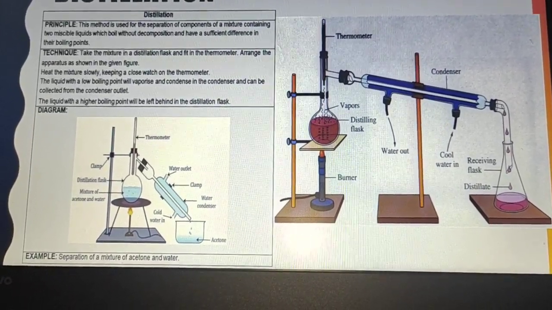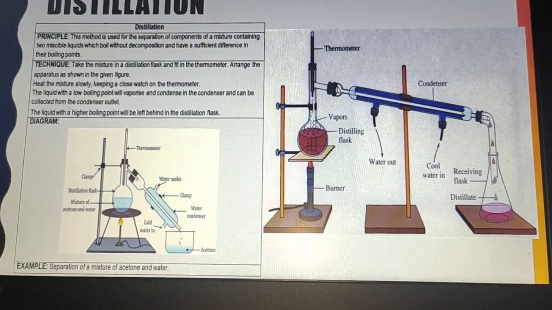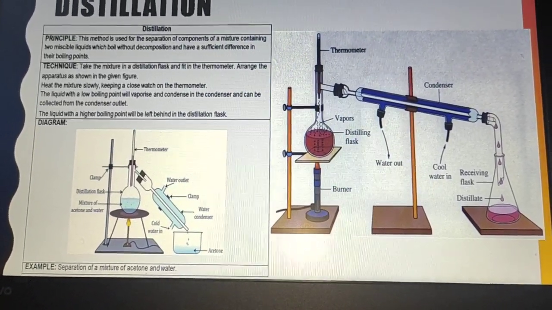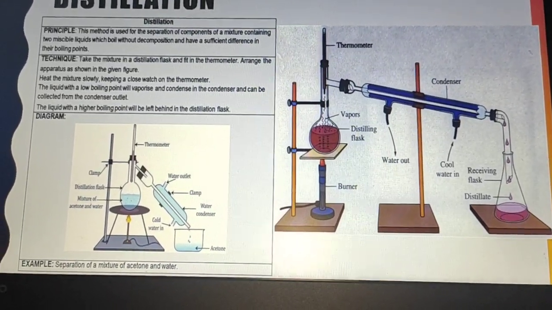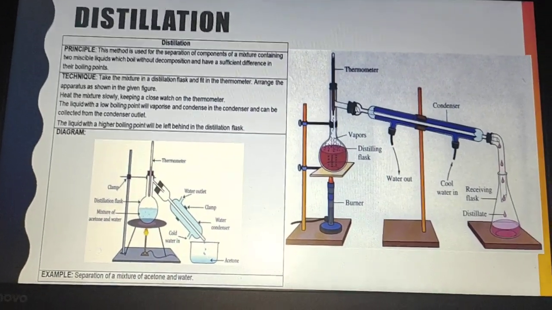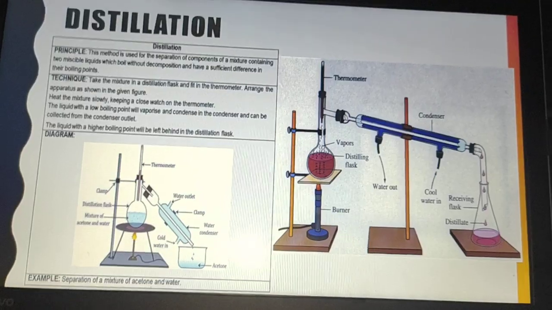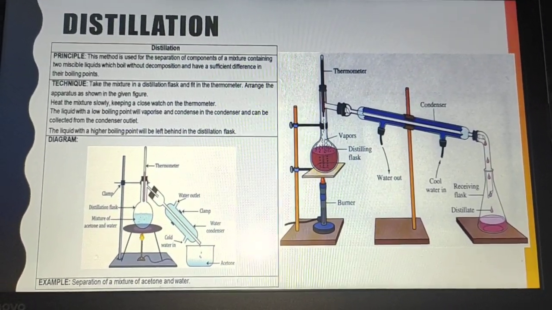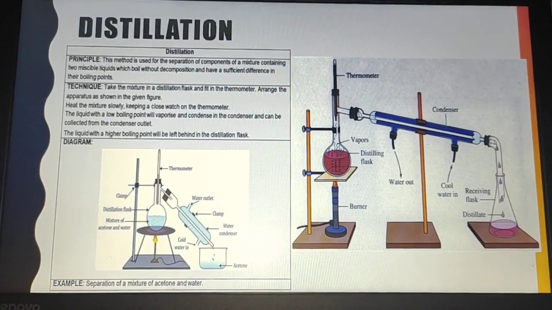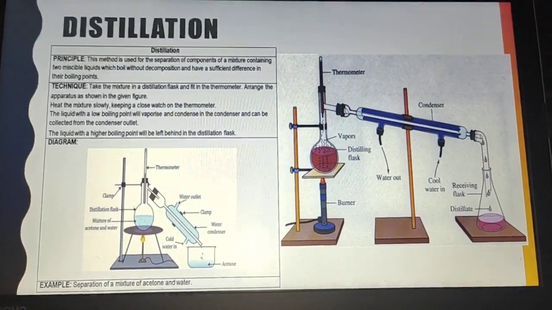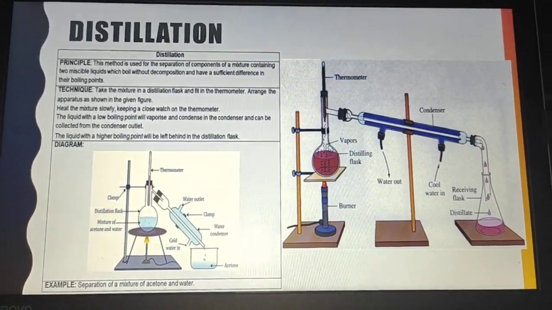From this distillation technique you can separate a mixture of miscible liquids. That means two liquids that are dissolved in each other are separated by this technique called distillation. The main principle of distillation is based on their boiling points. So if they have a boiling point difference, then you can separate the two liquids by distillation. And the condenser plays the main role of cooling down the vapor to collect the distillate in the receiving flask, which is known as the conical flask.